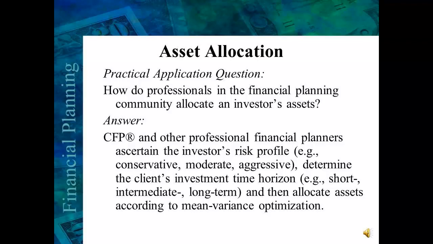Practical application question. How do professionals in the financial planning community allocate an investor's assets? Answer. CFP and other professional financial planners ascertain the investor's risk profile, for example, conservative, moderate, aggressive, determine the client's investment time horizon, for example, short, intermediate, or long term, and then allocate assets according to mean variance optimization.